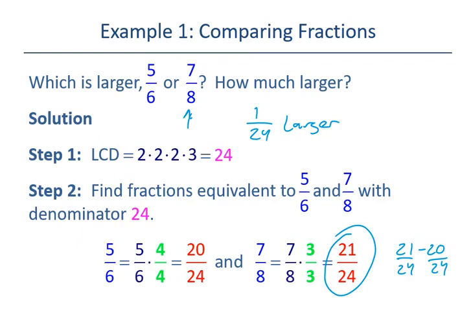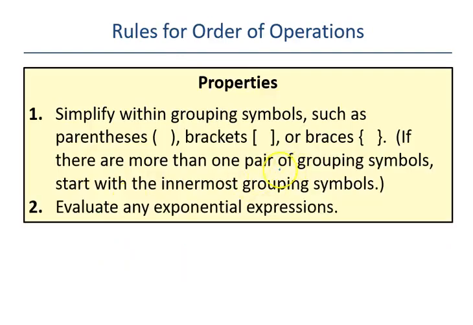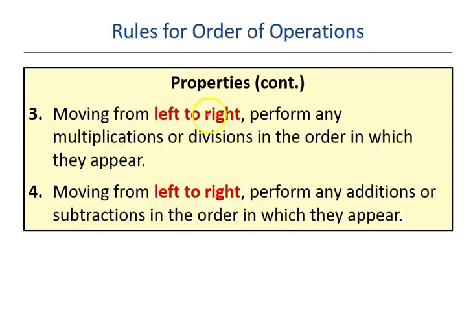Okay, let's come down here, and now we're going to do the order of operations. Simplify within the grouping symbols such as parentheses, brackets, or braces. If there is more than one pair of grouping symbols, start with the innermost grouping symbols. Evaluate exponents. Then we're going to do the multiplication and division, moving left to right. Same thing with addition and subtraction. Or as we've learned by now, we're going to be doing PEMDAS.